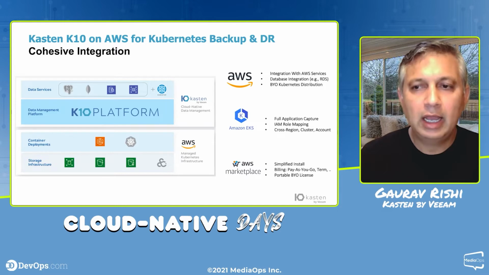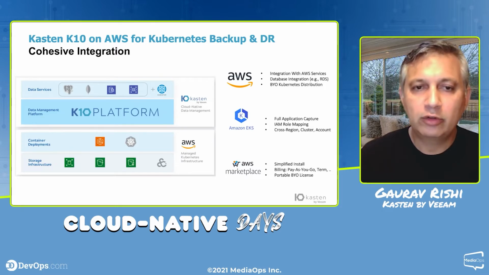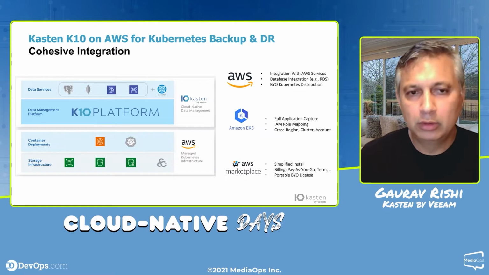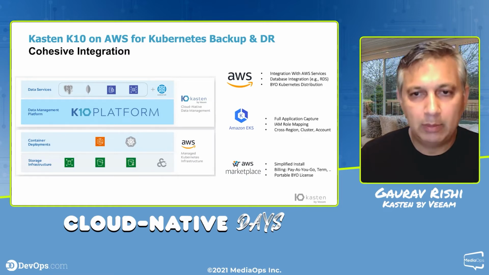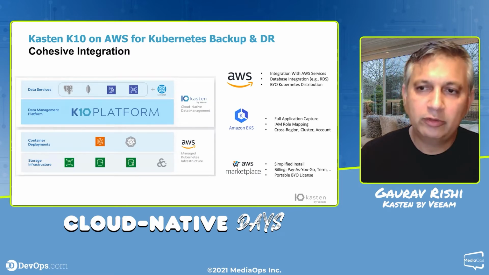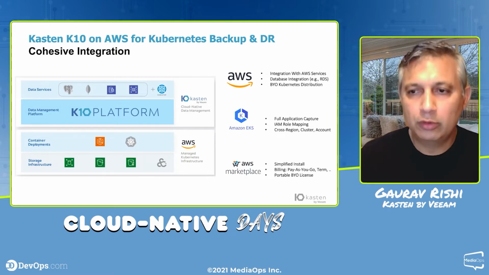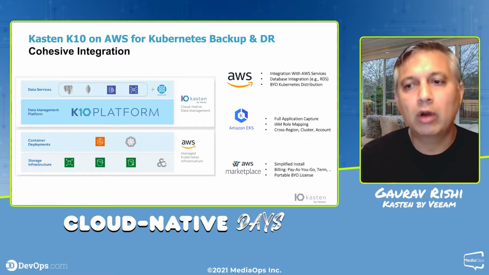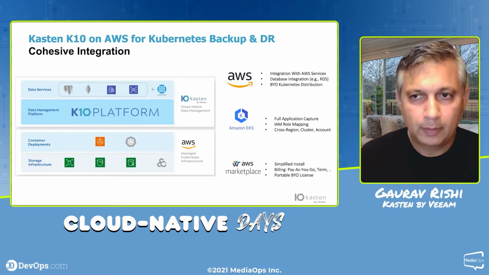We can do the entire application capture so that we can make sure that you have granular rules to not only back up your application, but pick and choose the components that you want restored when the time comes. From a security perspective, you can have Casting K10 take an assumed role, and we can work to restore your applications across AWS regions or clusters or availability zones.